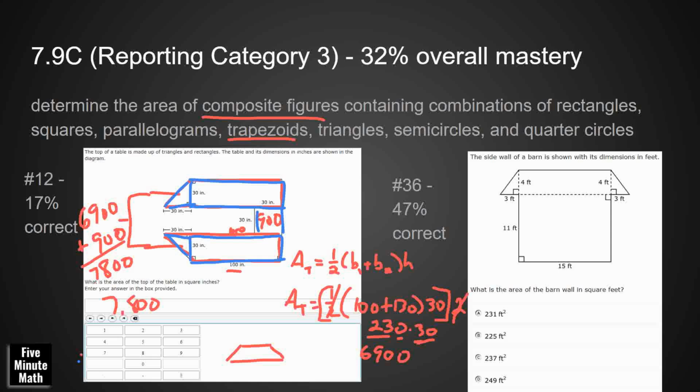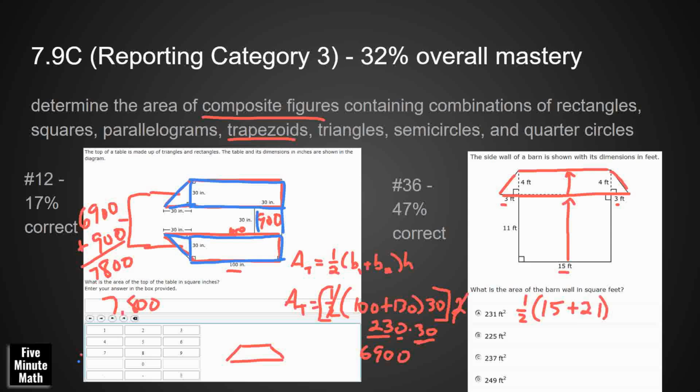So on number 36 here, we also have a trapezoid. This is a more traditional trapezoid. So let's calculate this. We're going to use that same formula. So it's going to be 1/2. What's my first base? It's going to be this 15. So my top one is going to be 15. This longer one is the 15 plus the 3 and 3. So that's 15 plus 6 is 21.